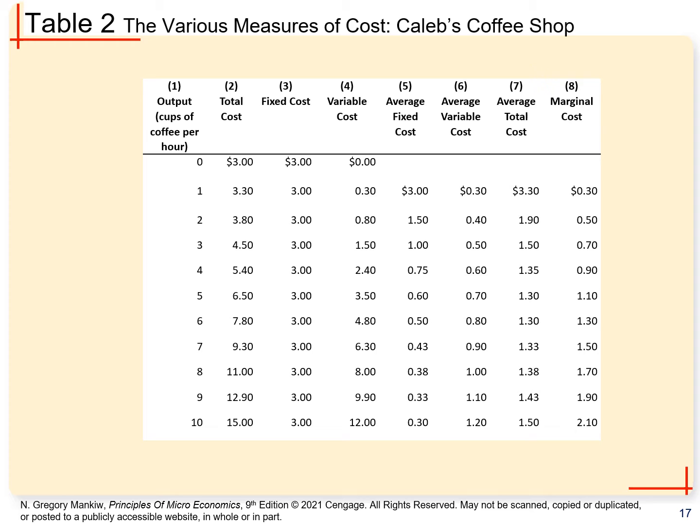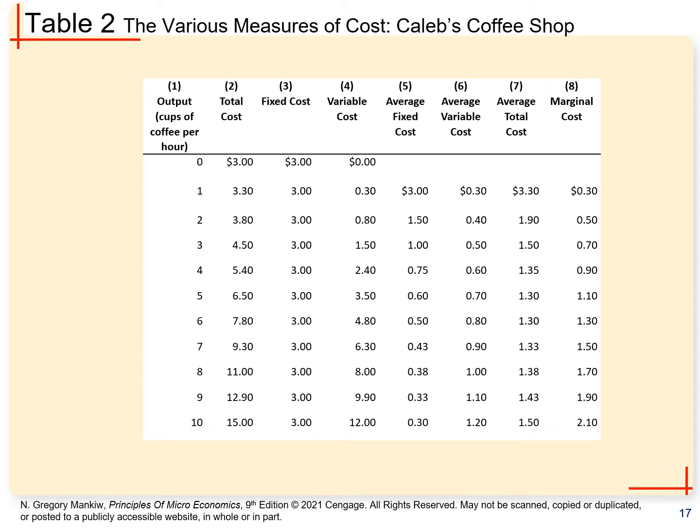The average fixed cost, you divide that, it keeps going down. The more coffee you make, the more the fixed cost is spread out. The fixed cost per unit is shrinking. But average variable cost keeps going up. The more coffee you make, the average variable cost goes up. And for average total cost, you divide column 2 by column 1, then you get column 7.